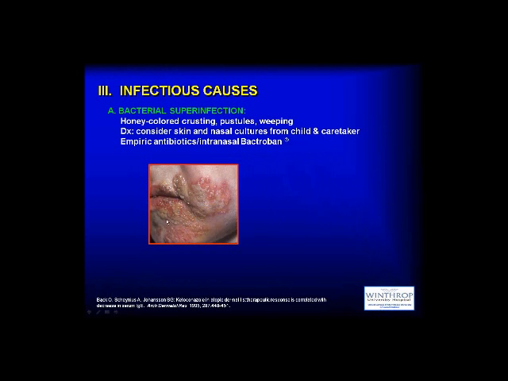Infectious causes, when you see honey-colored crusting, pustules, weeping, consider skin and nasal cultures from the child and the caretaker, and you can give them empiric antibiotics. And there's some studies on intranasal Bactroban to decrease carrier stage in care workers.